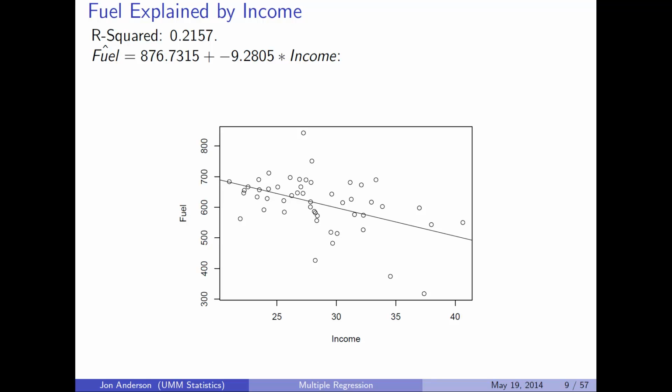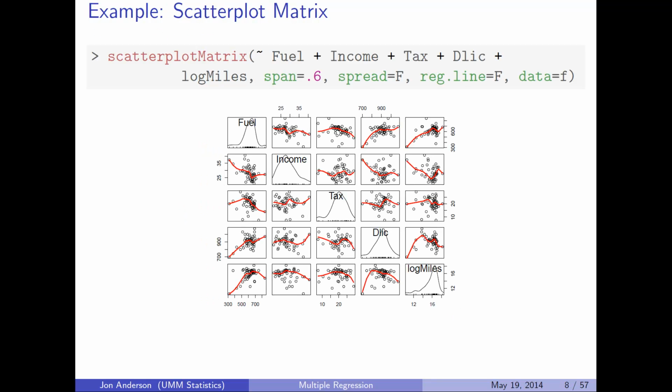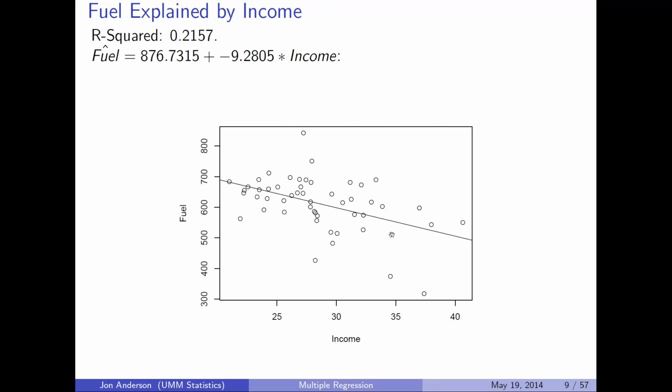So let's think about the problem that was motivating us. Let's think about trying to explain fuel consumption per person with the state's income. This is basically this part of the scatter plot matrix right here. It's the plot in the first row in the second column. And here it is displayed a little bit more clearly with the best summary line put in over the top of the display in the scatter plot.